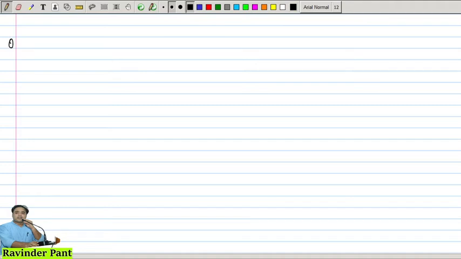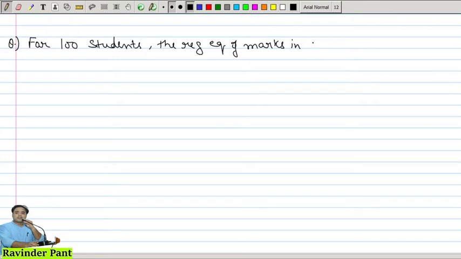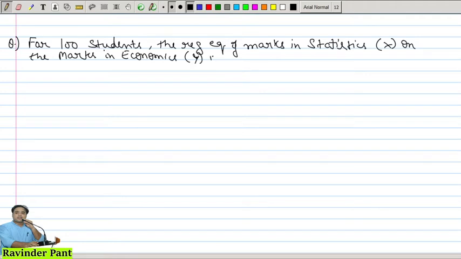Now this question is very popular. For 100 students, the regression equation of marks in statistics on the marks in economics, which is y, is 3y minus 5x plus 180 is equal to 0.